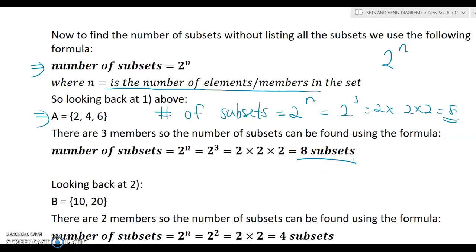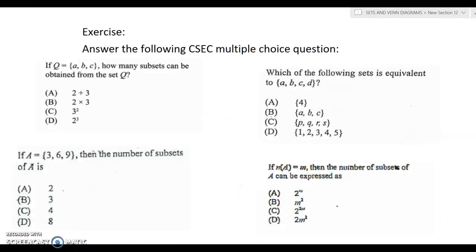Likewise, for number 2, set B was 10, 20. So the number of subsets again is 2 to the power n. We have 2 members here, so it's 2 to the power 2, which is 2 by 2, 4 subsets. And we did get 4 subsets when we were listing them out above, right? Very important formula to remember. It comes a lot in the multiple choice, right? So to find the number of subsets in a set, 2 to the power n, where n is the number of members or elements in the set.